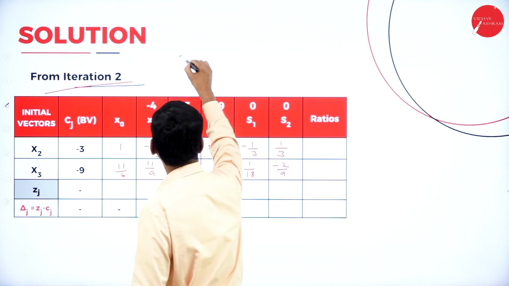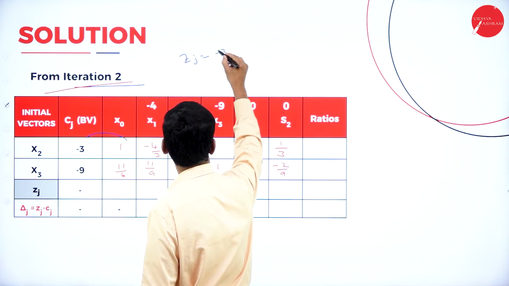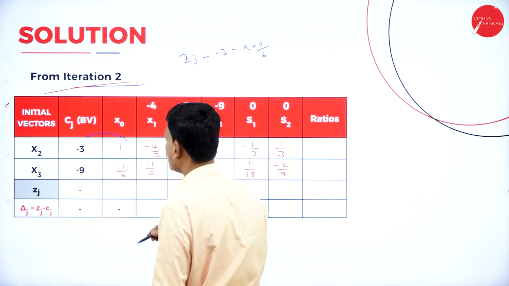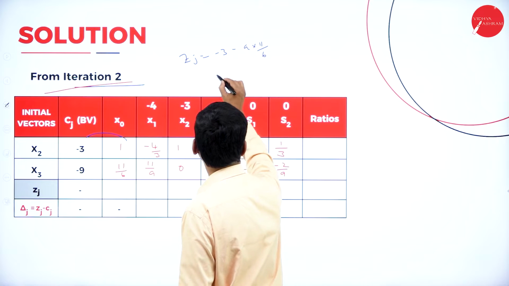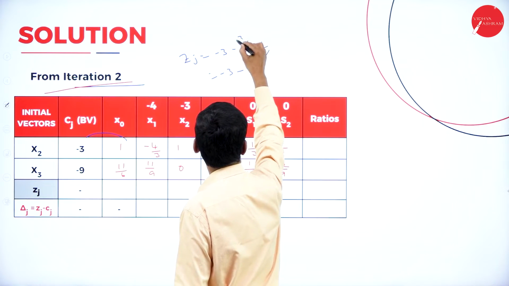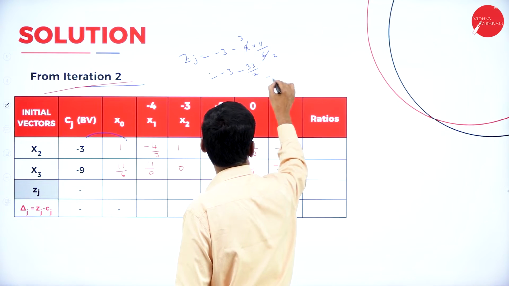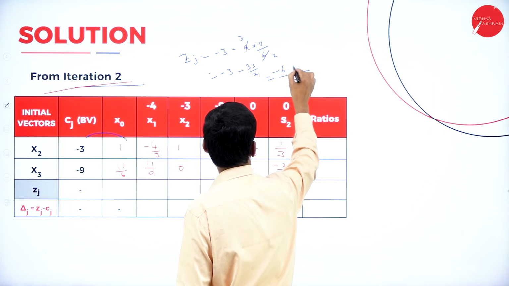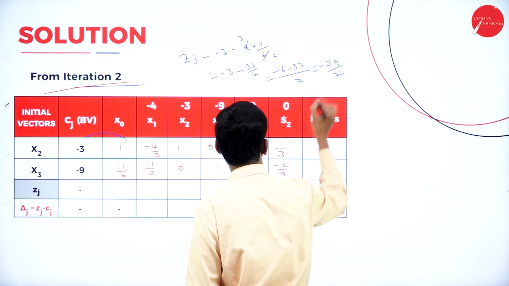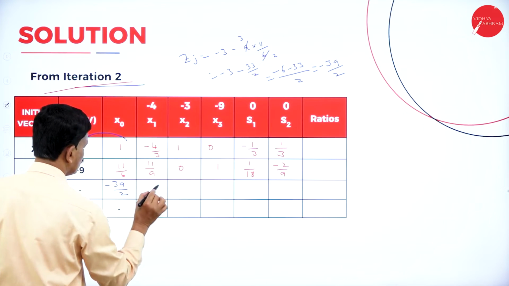Zj is equal to, multiply these two. Minus 1 into 3 is minus 3, minus 9 into 11 by 6. Now this can be written as minus 3 into, divide by 3, 3 3s are, 3 2s are, minus 33 divided by 2. Take LCM, 2 is LCM, minus 6 minus 33 is minus 39 divided by 2. So this is minus 39 divided by 2.